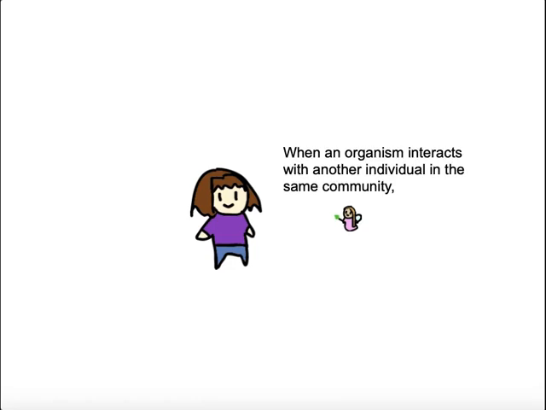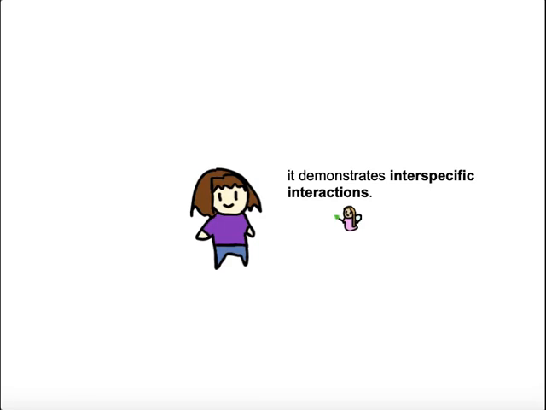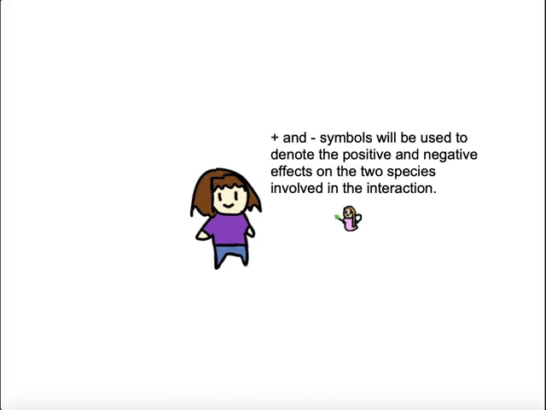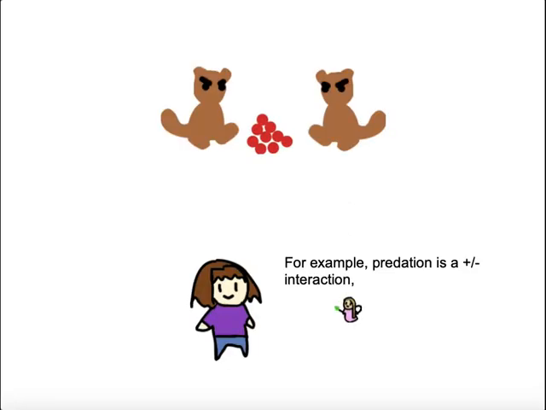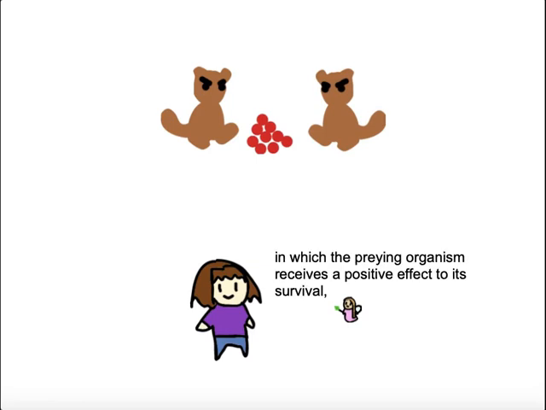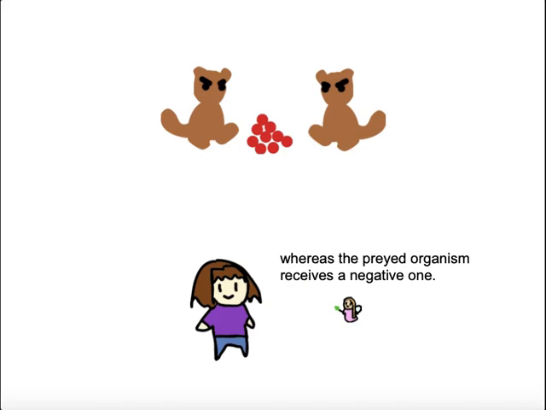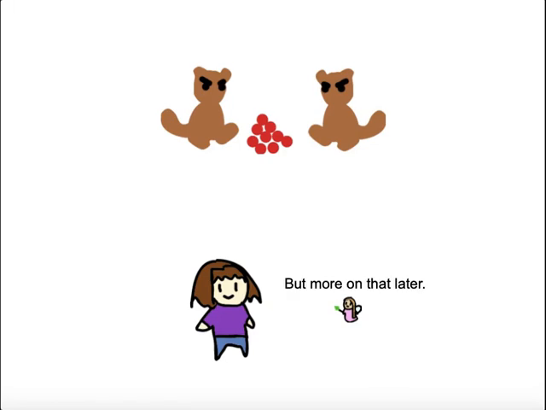When an organism interacts with another individual in the same community, it demonstrates interspecific interactions. Plus and minus symbols will be used to denote the positive and negative effects on the two species involved in the interaction. For example, predation is a plus-minus interaction, in which the preying organism receives a positive effect to its survival, whereas the preyed organism receives a negative one, but more on that later.